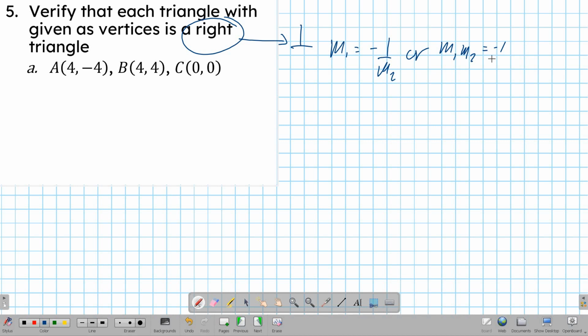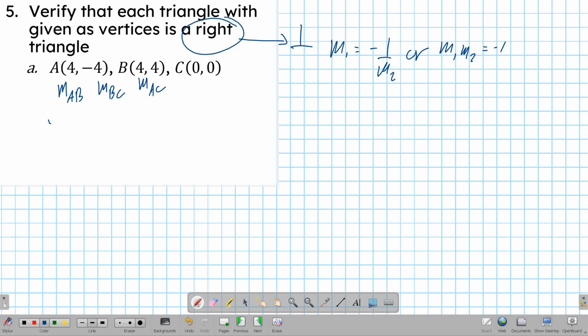Na kapag hinanap natin ang slope ng AB, slope ng BC, at slope ng AC, dalawa dyan, pag minultiply, yung negative 1 ang sagot. O yung isa, negative reciprocal ng isa. So, let's find the slopes of AB, BC, and AC.